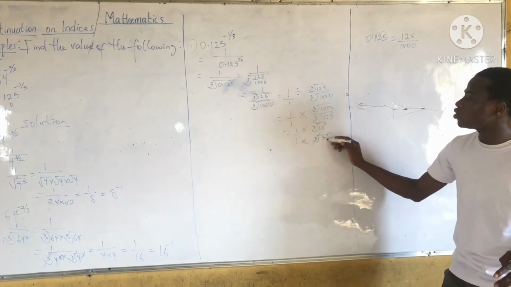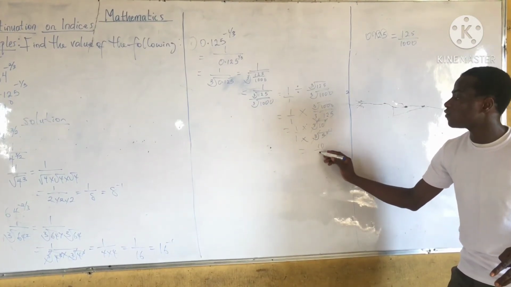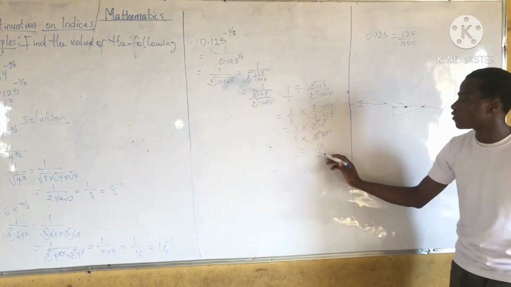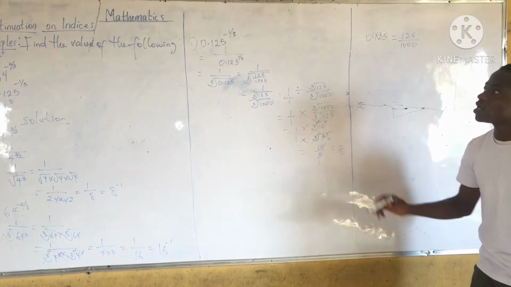So cube root will cancel cube. Cube root will cancel cube. So it becomes 10 over 5, which, if we reduce it, 5 here 1, 5 here 2. So our final answer here is 2. That's the third one.